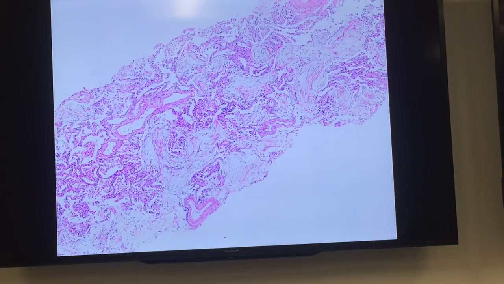It's because they're kind of rounded and pink, and the inflammation is surrounding them. Look at this guy here. See how it is a U shape? That means it's going from one alveolus into another.